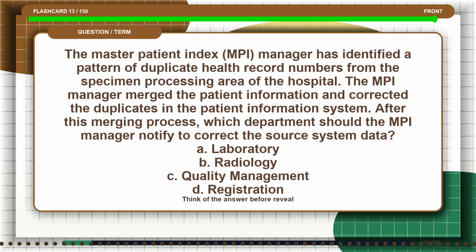Flashcard 13. The Master Patient Index (MPI) Manager has identified a pattern of duplicate health record numbers from the specimen processing area of the hospital. The MPI Manager merged the patient information and corrected the duplicates in the patient information system. After this merging process, which department should the MPI Manager notify to correct the source system data? A. Laboratory. B. Radiology. C. Quality management. D. Registration. Think of the answer before the reveal.